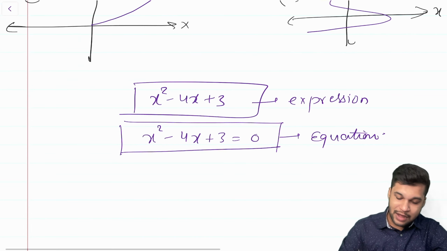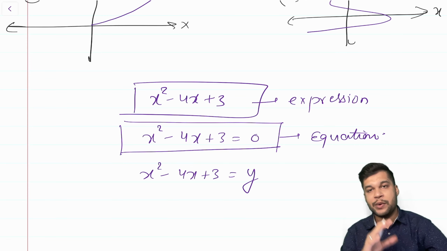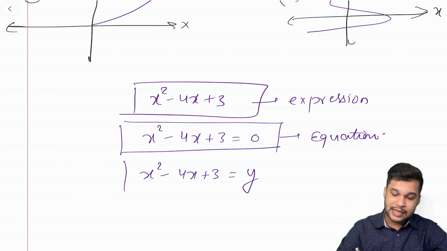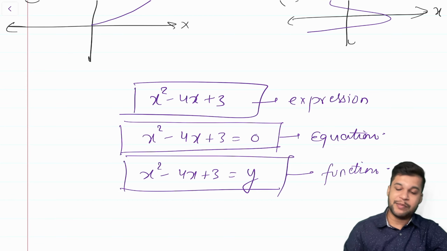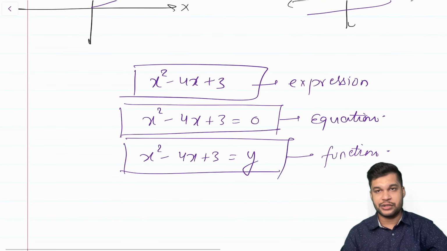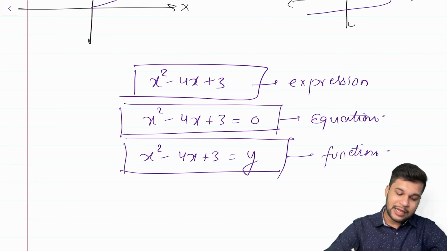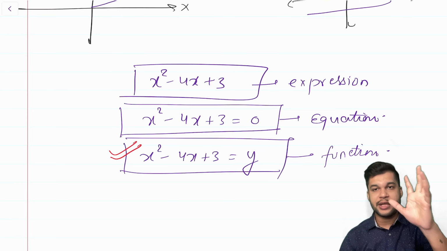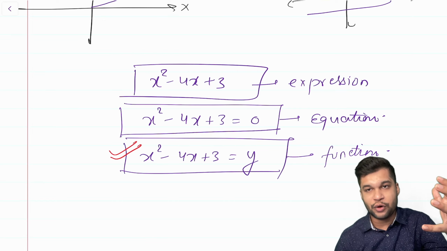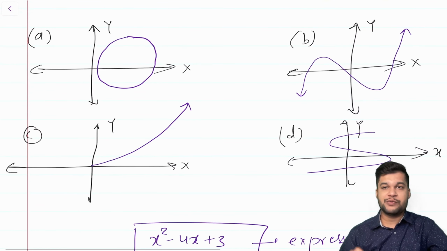And let's say you have x square minus 4x plus 3 equal to y, you have equated it to some variable. What is this? This is a function. So this is the basic difference between an expression, equation and function, right? Always remember that any function can be drawn on the graph. Any function that you're going to study in your entire career, you will be able to draw it on the graph. Similarly, I have 4 functions which I have drawn on the graph.